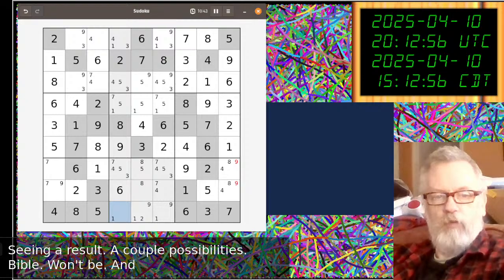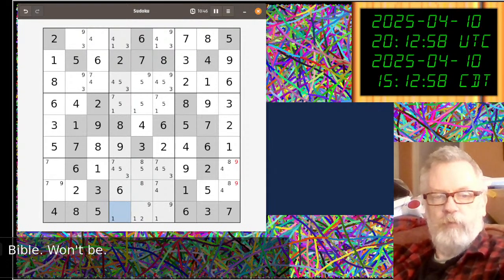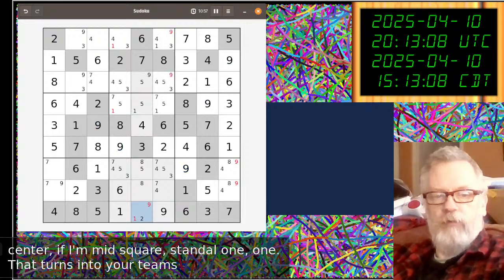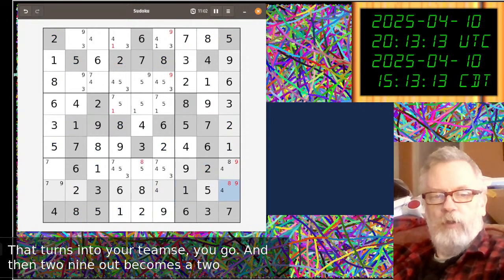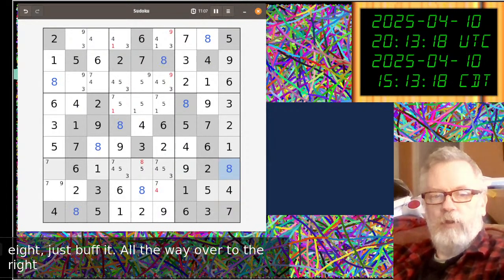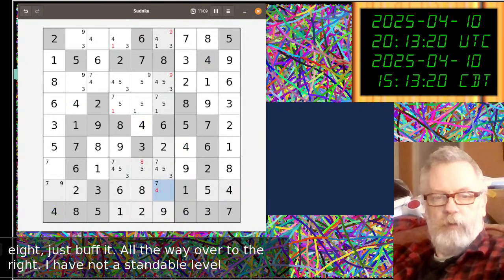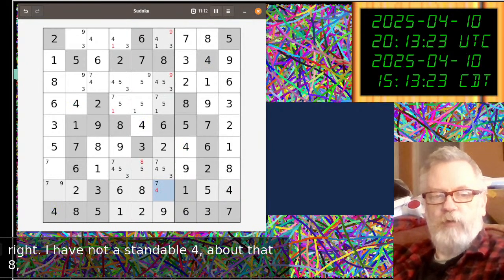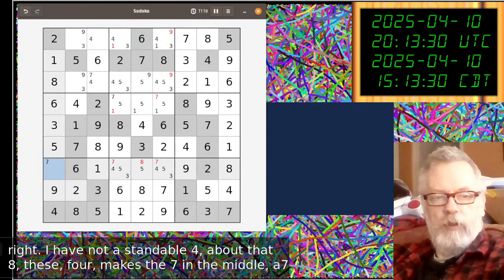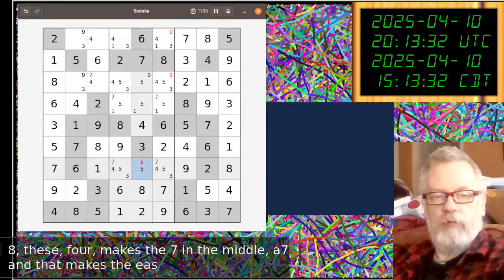So here we've got a 1 in the bottom middle square. We've got a standalone 1 that turns a 1, 9 into a standalone 9, and the 1, 2, 9 now becomes 2. And standalone 8 just above it, all the way over to the right. I've now got a standalone 4 of that and 8. The 4 makes the 4, 7 in the middle a 7, and that makes the 7, 9 in the left a 9. 7 fills in above it.